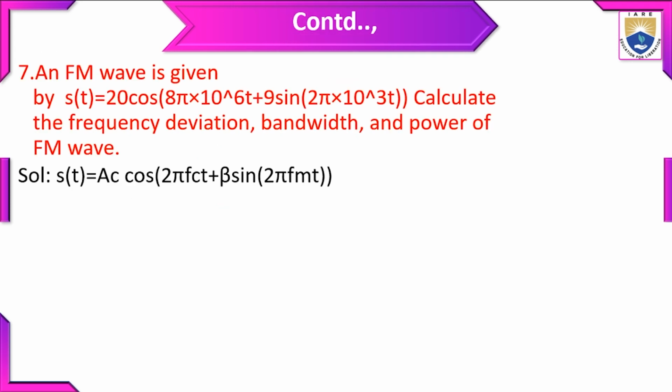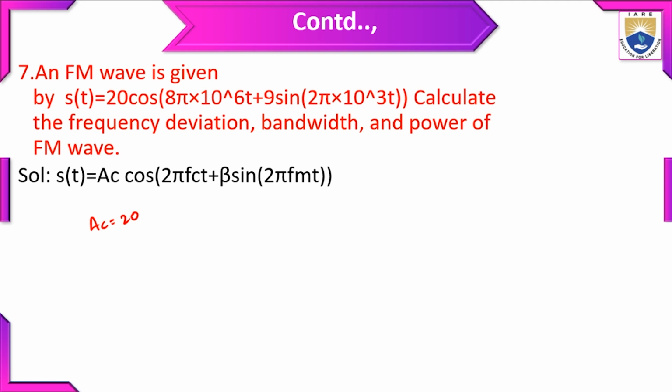So coming to the seventh one. An FM wave is given by S of t is equal to 20 cos of 8 pi into 10 power 6 t plus 9 sine of 2 pi 10 cube t. Calculate the frequency deviation, bandwidth, and power of FM wave. So this is the general expression for FM signal. Comparing the given equation with the general one, here you can directly find this AC. So AC is 20 volts, given directly by comparing this.